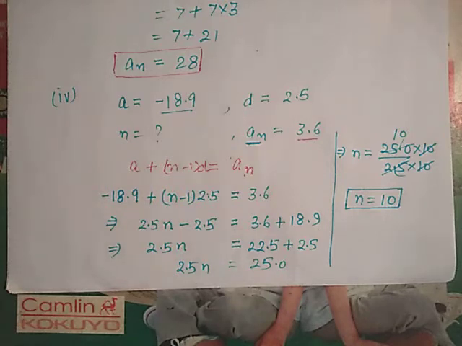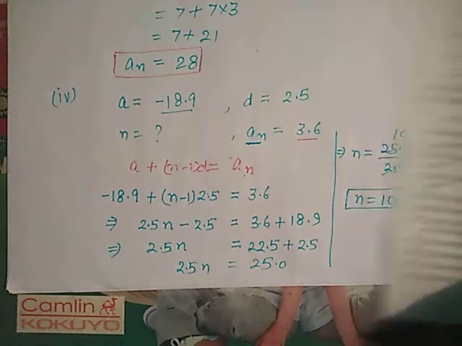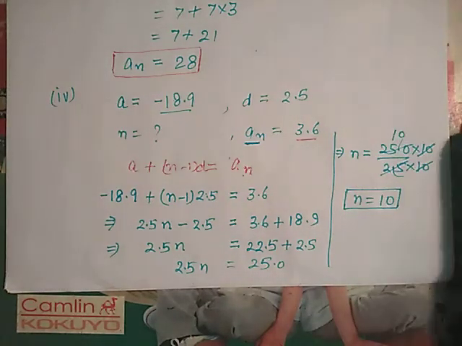So students, if you are given any 3 entries out of these: first term, common difference, and nth term, then you can find the value of the unknown. I hope you have understood the first question. The remaining parts you have to do by yourself. It is very important from the exam point of view.